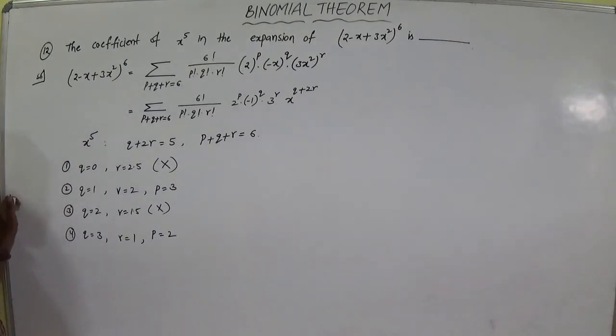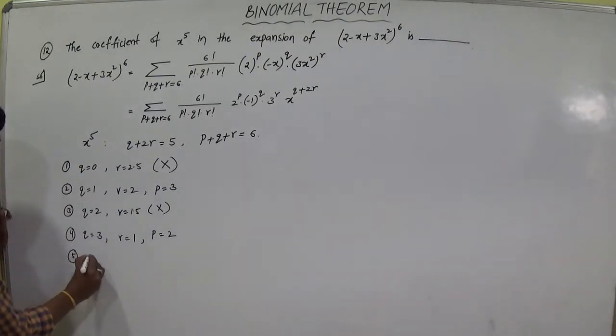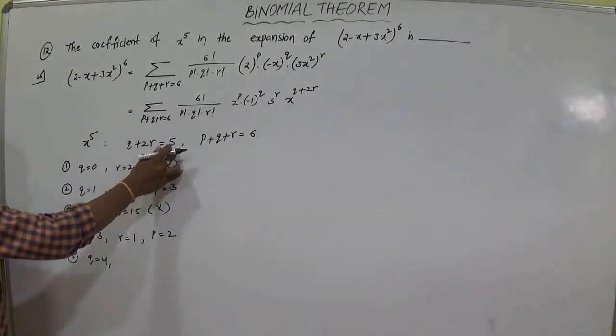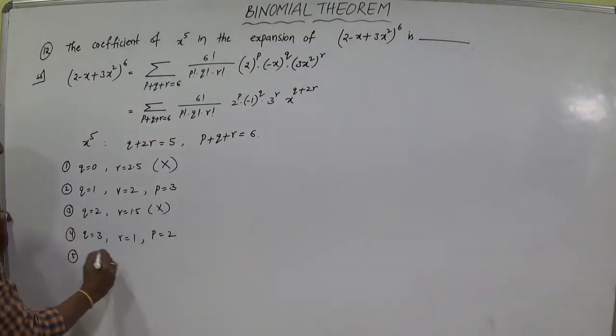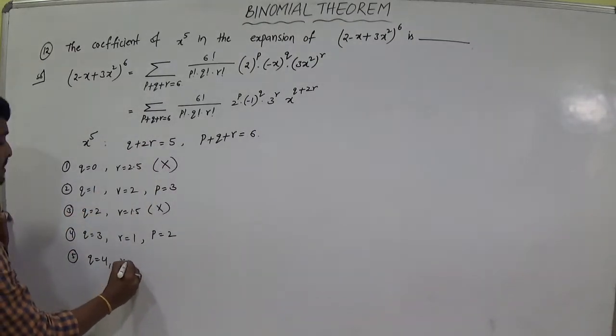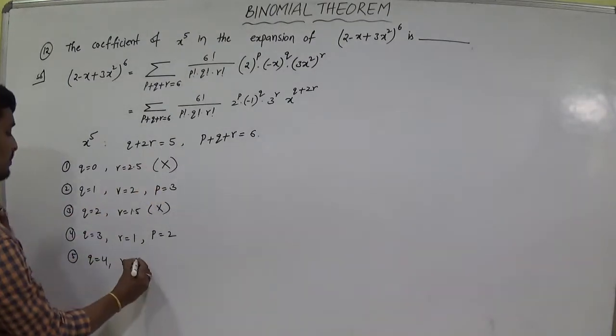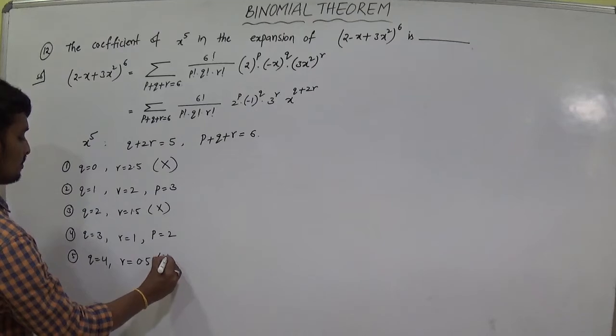Are you following? In the fifth case, I am taking q is equal to 4. 5 minus 4 is 1, and 1 by 2 means 0.5. So r is equal to 0.5. That is also not a valid case. This is also not applicable.